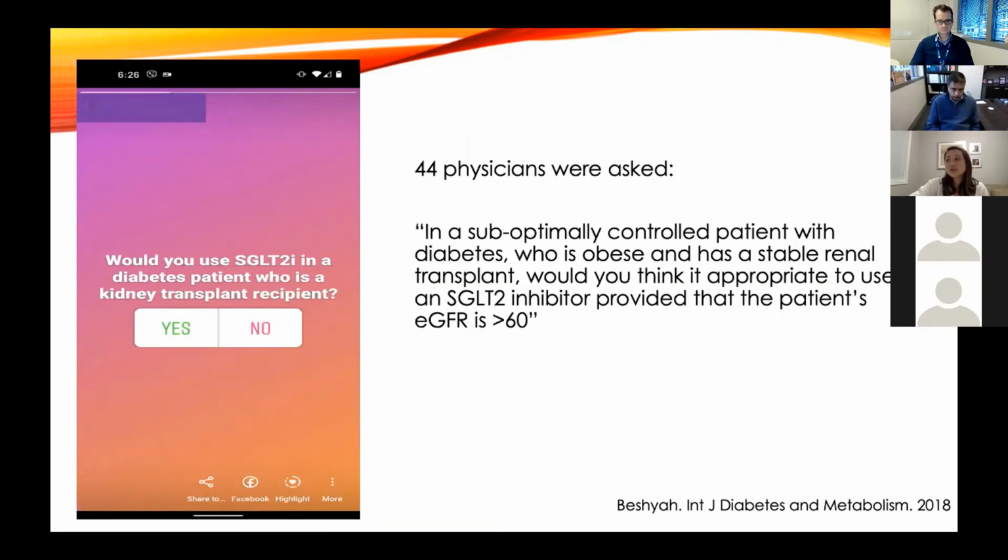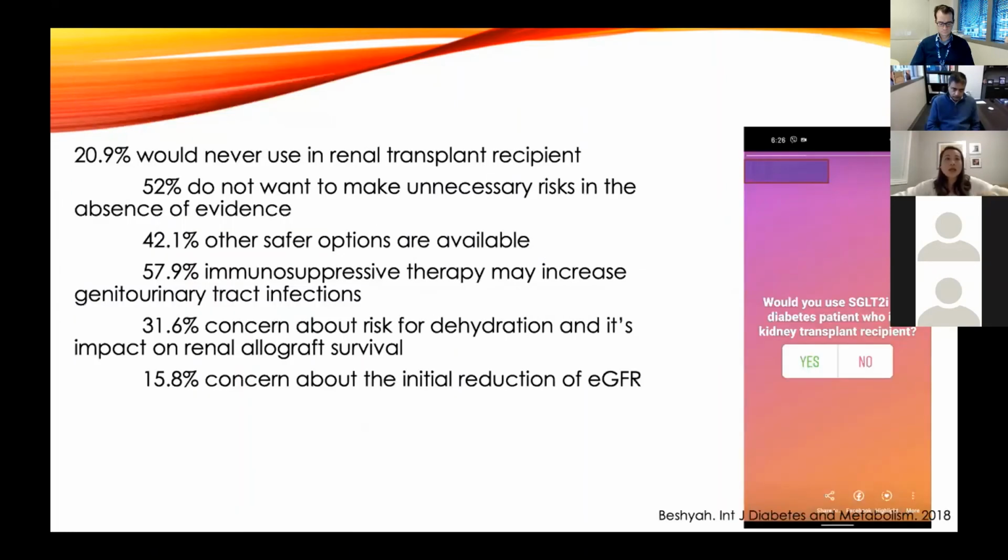Now, this survey actually reflects the different viewpoints that I've heard some folks say in the past. So they asked 44 physicians, in a suboptimally controlled patient with diabetes who is obese and has a stable renal transplant, would you think it appropriate to use an SGLT2 inhibitor? And a lesser percentage of them, 20%, said that they would never use this on renal transplant patients.